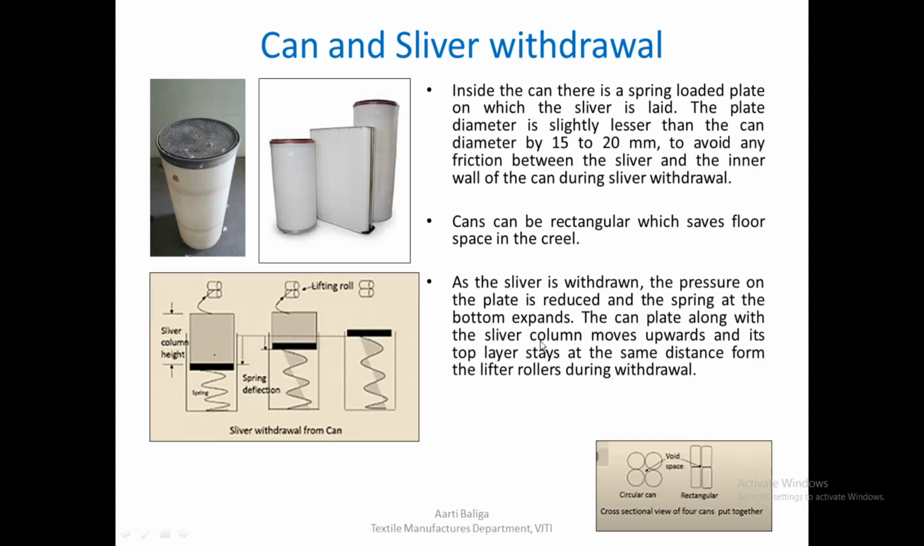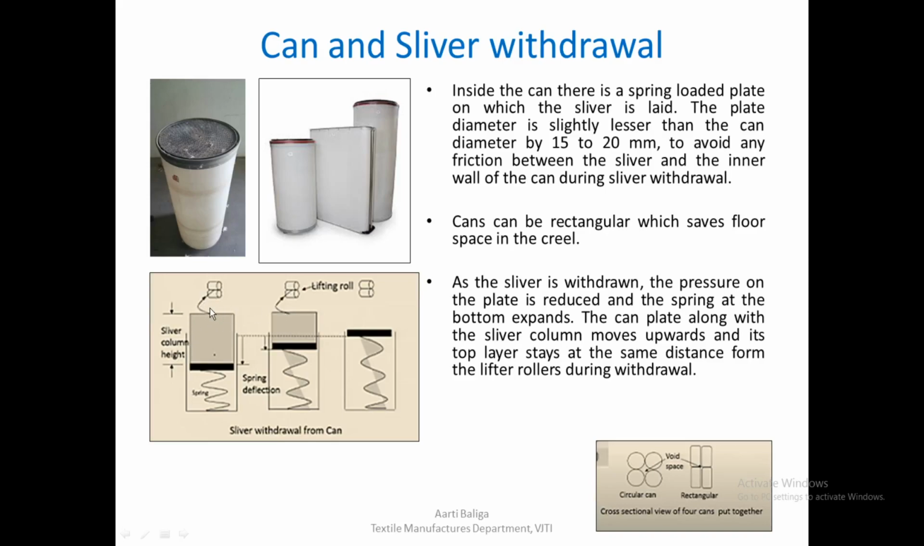The can plate along with the sliver column moves upwards, and its top layer stays at the same distance from the lifter roller during withdrawal. This is what we've seen when you compare these two cases. Now this is done to avoid tension due to withdrawal on the slivers and sliver breakage.